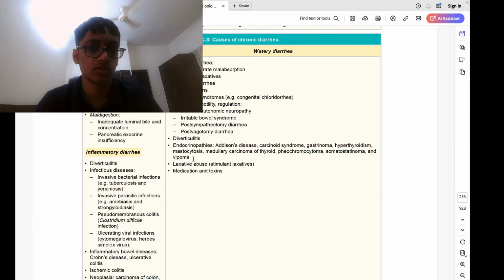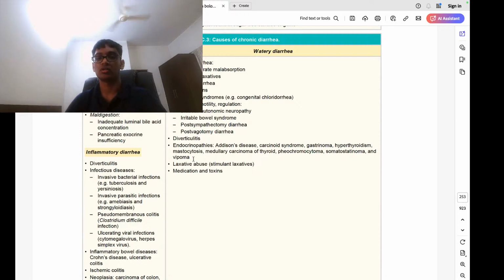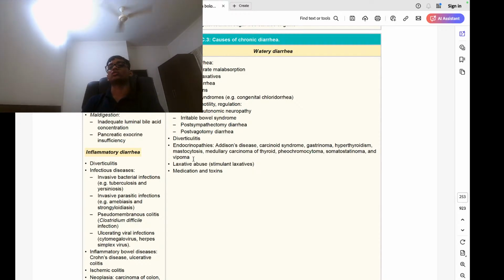Causes of chronic diarrhea: you have fatty diarrhea, which is malabsorption syndrome, mucosal diseases, for example celiac disease, Whipple's disease, mesenteric ischemia, short bowel syndrome, small intestinal bacterial overgrowth. Maldigestion is inadequate luminal bile acid concentration and pancreatic exocrine insufficiency.